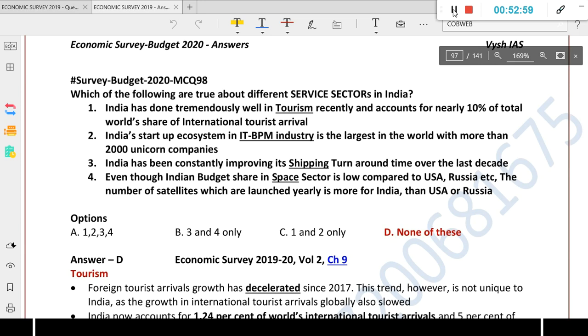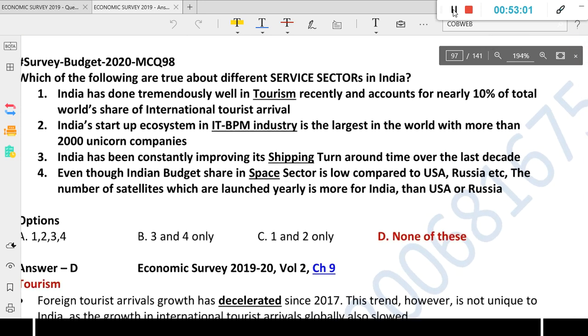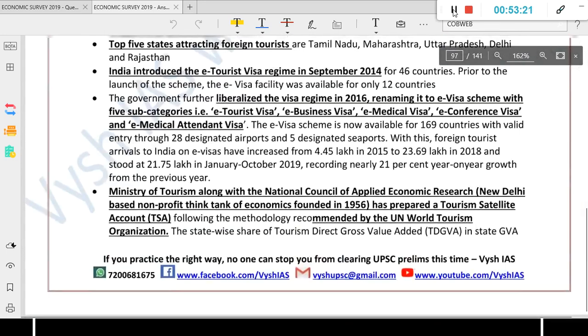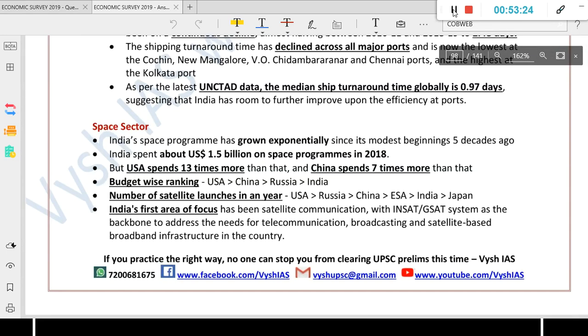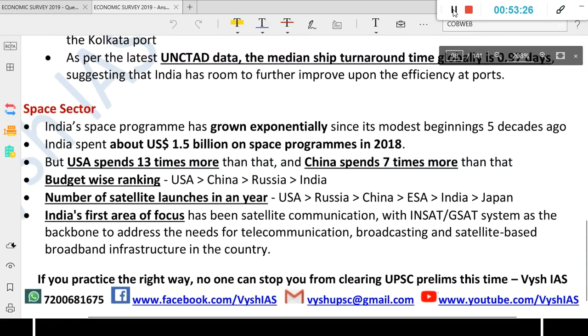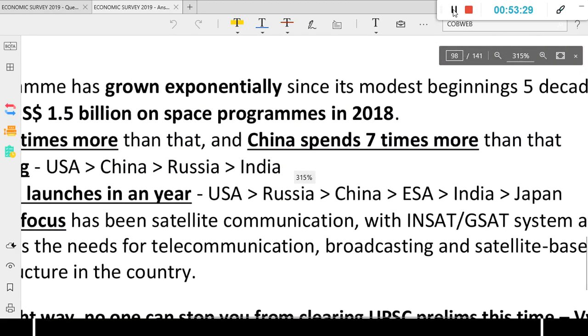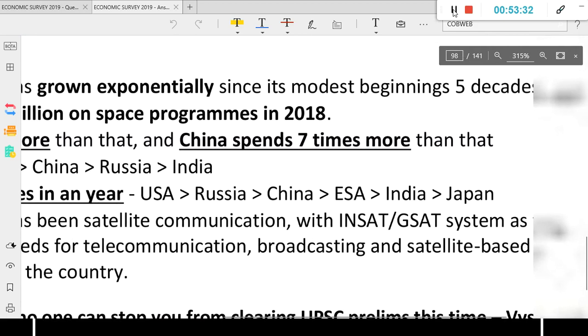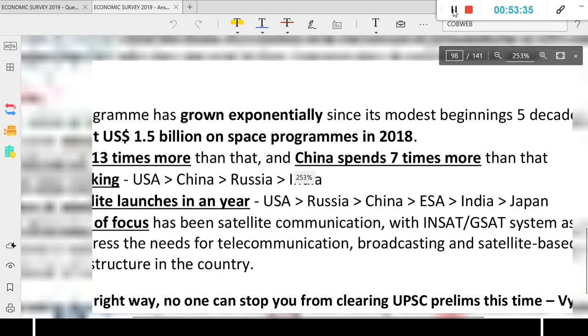Now the last one: India's budget in the space sector is low compared to USA, Russia and others. You should know that we did the Mars mission and everything at a very cheap price. But the statement says the number of satellites launched every year is more in India compared to US and Russia. You will feel this is true because you keep hearing that India launched 10 satellites, India launched 20 satellites, but that is very, very low. Compared to USA and Russia, which launch lots of satellites, India is around 3rd or 4th position. In the space sector, the budget of India is low, and the number of satellites also: USA is greater than Russia, greater than China, greater than the European Space Agency, India and Japan. So India is 5th in the number of satellites.